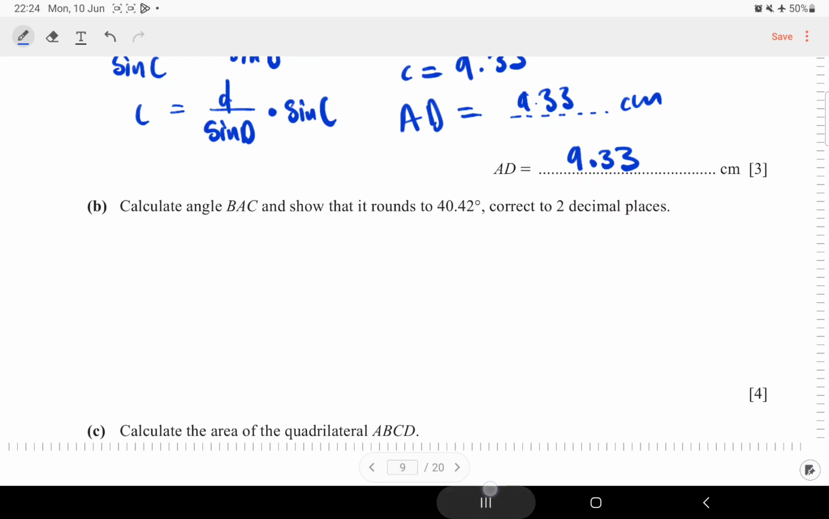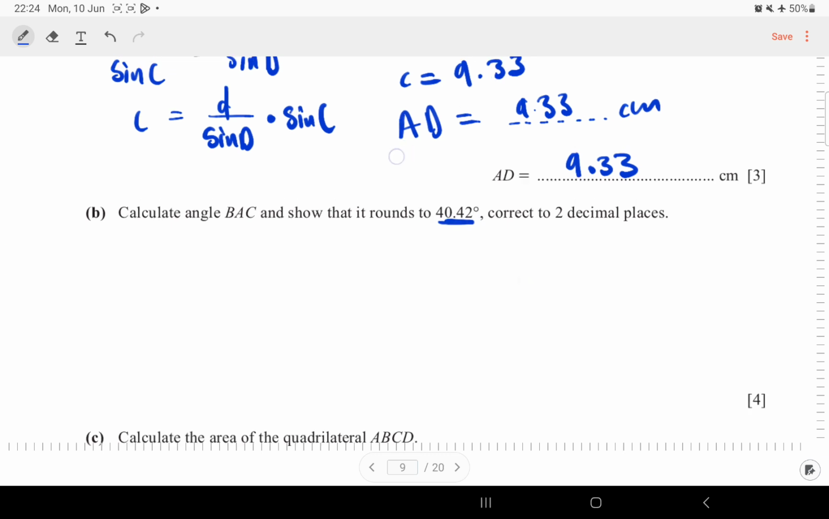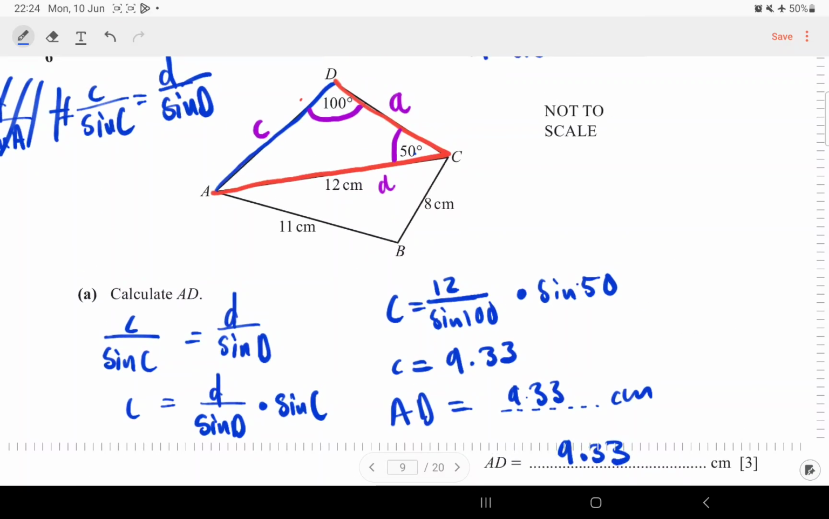And you're done. Calculate angle BAC and show that the answer is this when you round it to two decimal places. So let's go to angle BAC. Which one is that? It's this one. We'll call it theta. BAC, so it's right here at A. Great, so I'm looking for this angle. That means I'm going to remove this whole thing that I put with a pencil. Now I'm looking at this triangle right here.